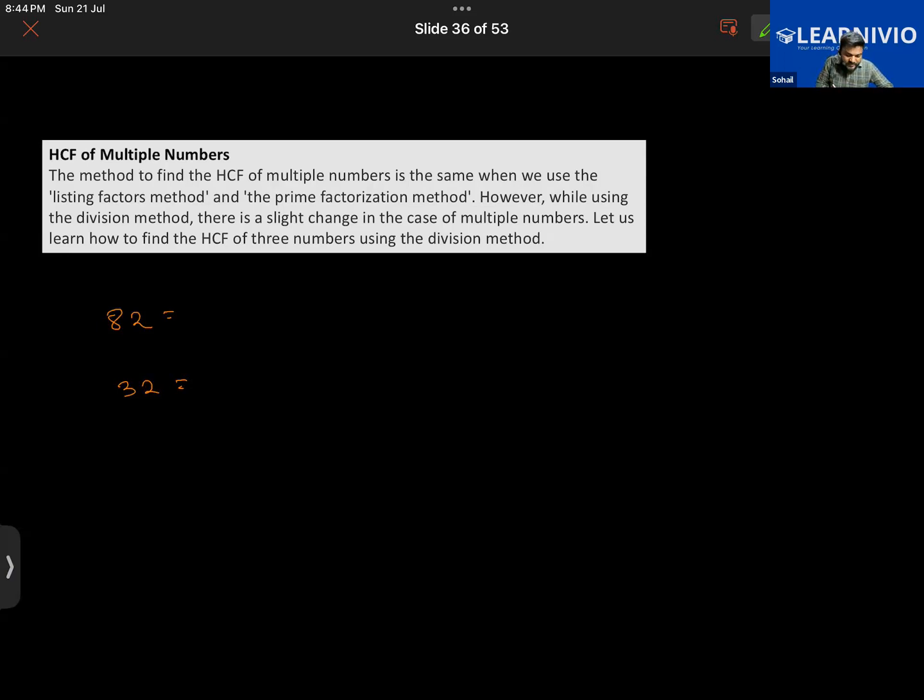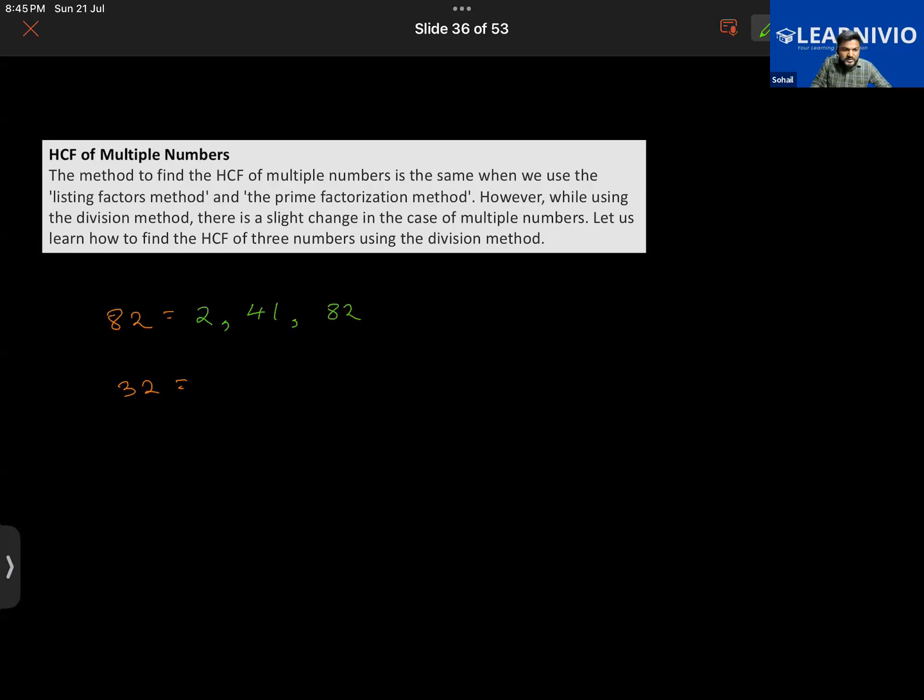The factors of 82 are going to be 2. 2 is a factor of 82, right? After 2, which one is the factor of 82? Is 3 a factor? No. Is 4 a factor? No. Neither is 5. So after 2, we see that the number 41 is the next factor of 82, and after this we have the number 82 itself. These are the factors of 82.